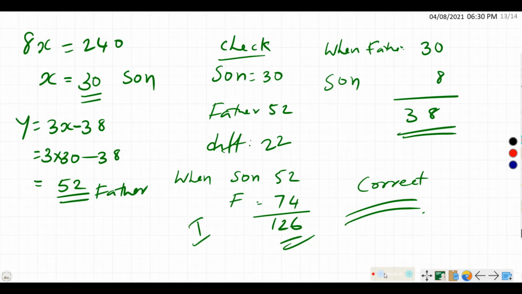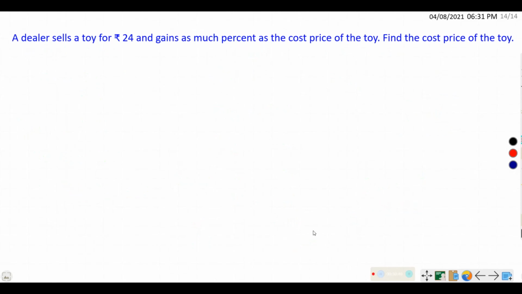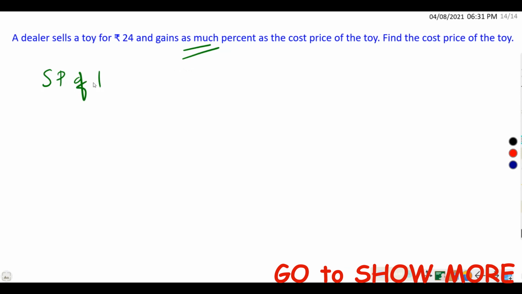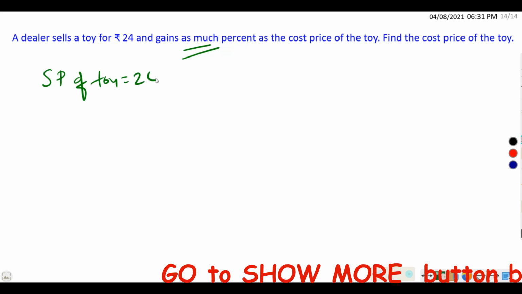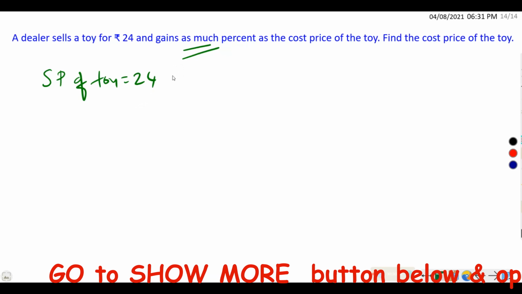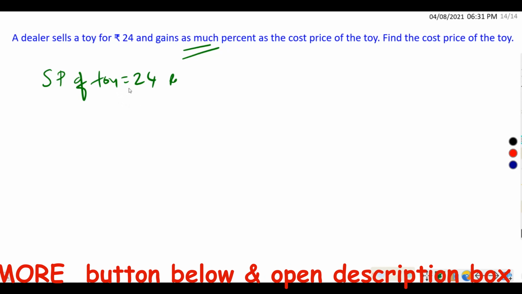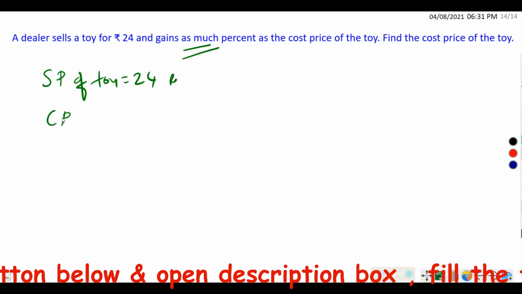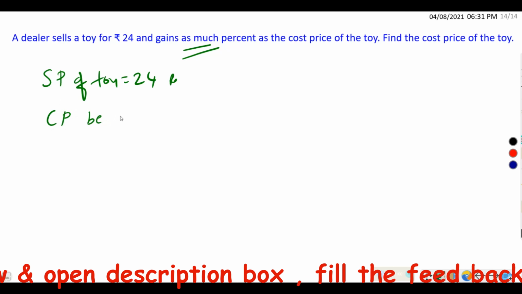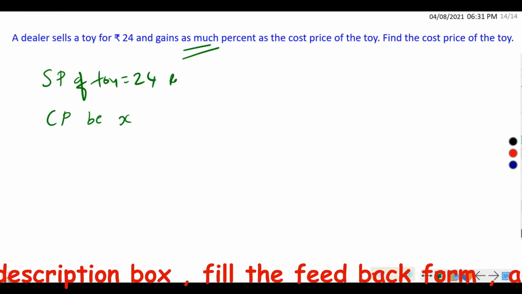Okay. So this is an application of our concept of quadratic equation. A dealer sells a toy for 24 and gains as much percent of cost price of the toy. Find the cost price. Pause the video, read the question 2-3 times. Selling price is given as 24 rupees and cost price, no idea, let it be X.